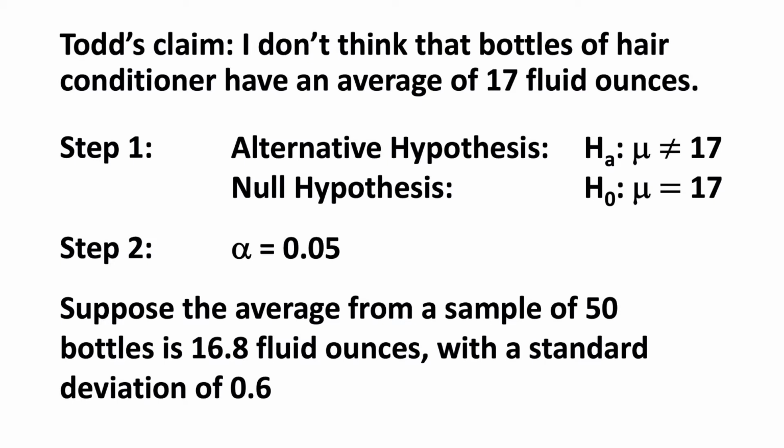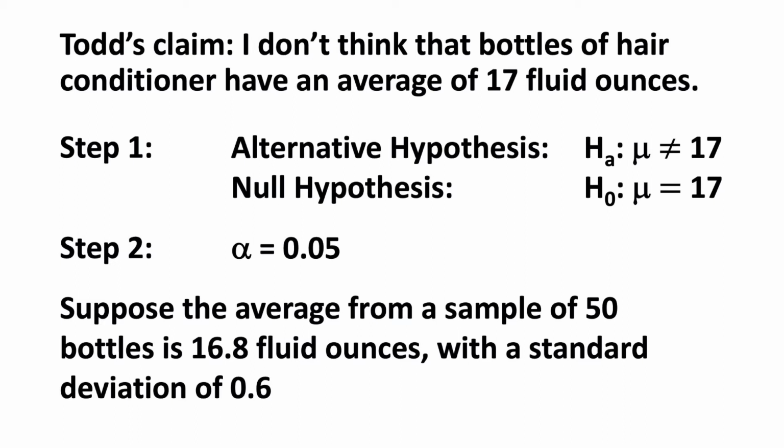The second step of our hypothesis test is setting the significance level. In this case, I've made a decision to test this at a 5% significance level. In other words, there's a 5% chance that I would make a type 1 error of rejecting the null in favor of my claim, or in favor of the alternative hypothesis.